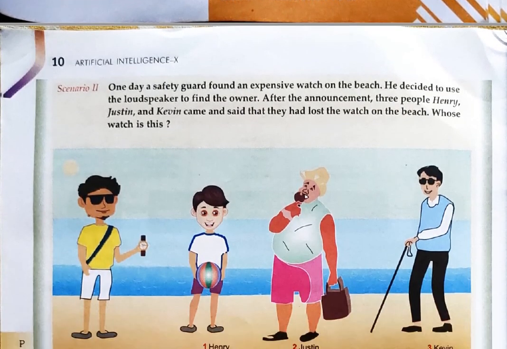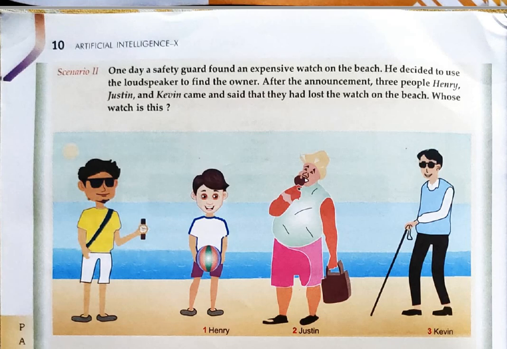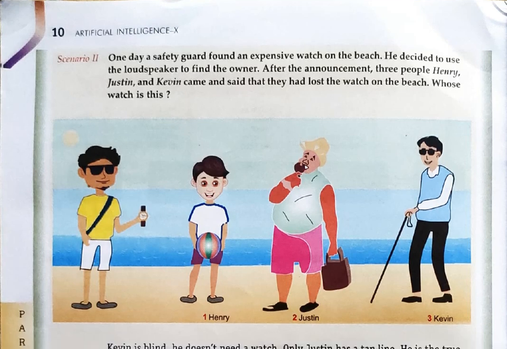The next scenario has been given that a person has lost his watch, and on announcement, three people come to claim the watch: Henry, Justin, and Kevin. But you can see that Kevin is blind, so he is not interested in the watch. And if you see Justin, he has a 10 of watch in his hand. So this means this watch belongs to Justin. So this is applying intelligence for decision making.